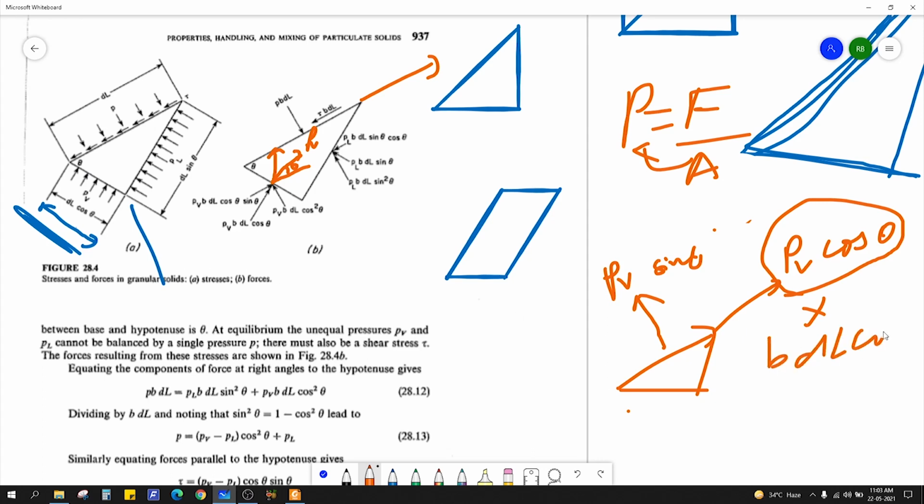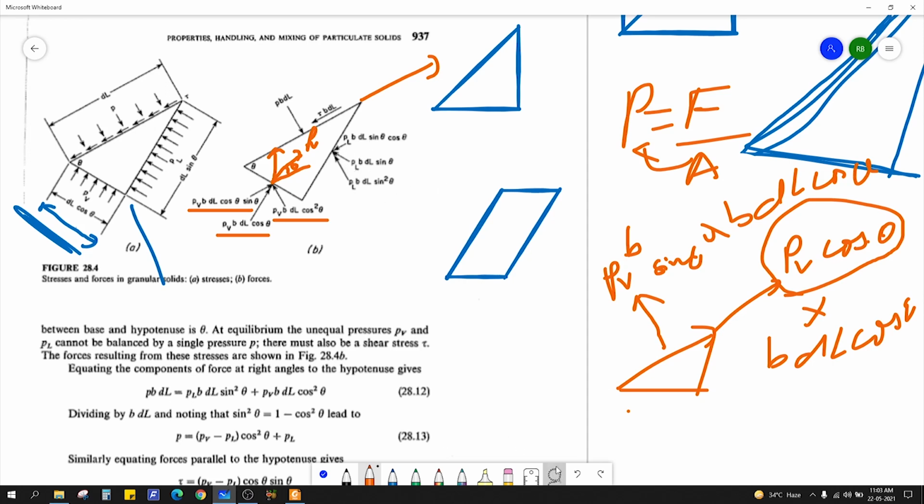B dl cos theta. Similarly, what about this? Again, same. You just have to multiply with B dl cos theta. Okay, so cos theta sin theta. So you can see here, this is the component of force in this direction along the hypotenuse. This is the component of this force in this direction, that is 90 degrees to the hypotenuse, right? Cos square theta, because this cos theta will become square cos. Similarly, you can do here, right? You can resolve this along.